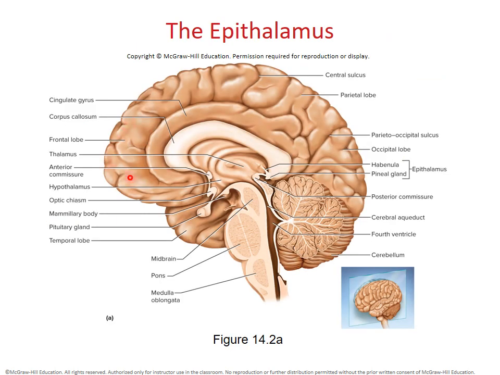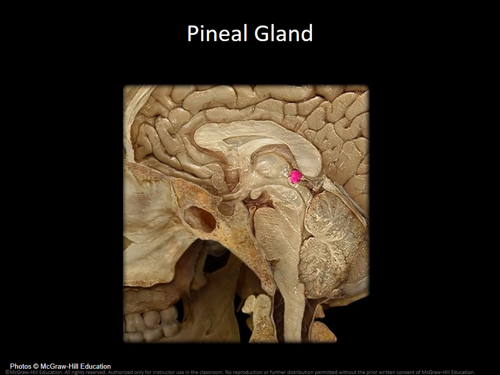The epithalamus again is located just behind the thalamus, so this very small region right here is what we call the epithalamus. And again, the most noticeable part is a single pine cone shaped gland, just above the corpora quadrigemina, the pineal gland. Here we see a photograph.